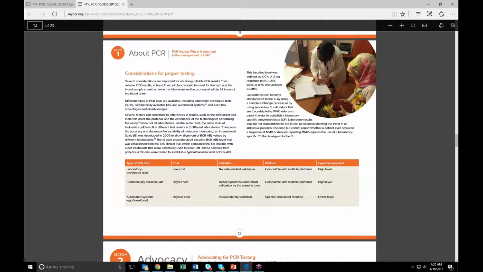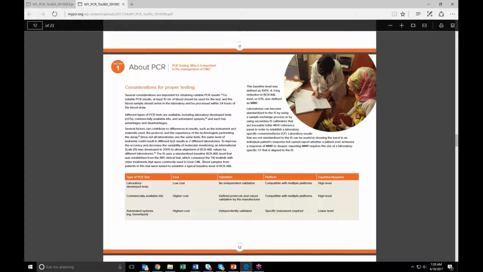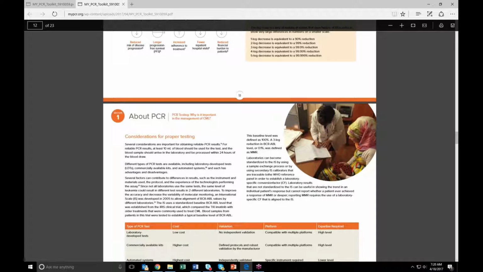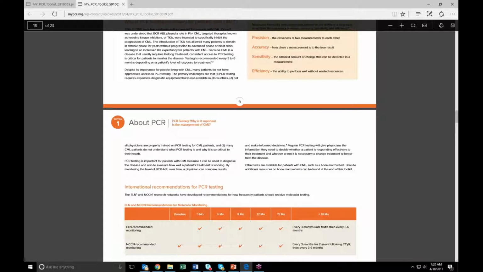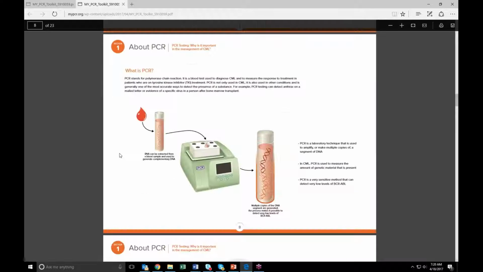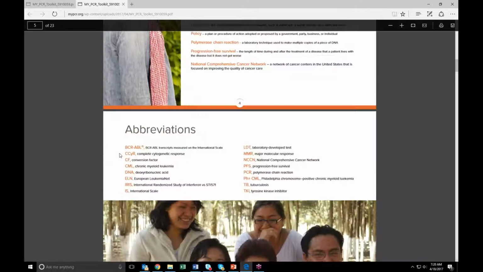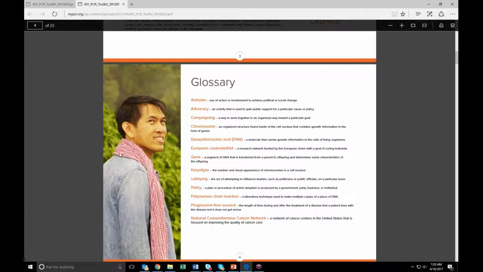We have scrolled through maybe a little bit too quickly because at the start we have a section with a glossary of terms, because we also recognize, particularly for advocates that are new to CML advocacy, that it's important we don't use jargon that may be difficult for people to understand. So we have this glossary of terms at the very start, which hopefully explains all of the terms that we are using in the toolkit.